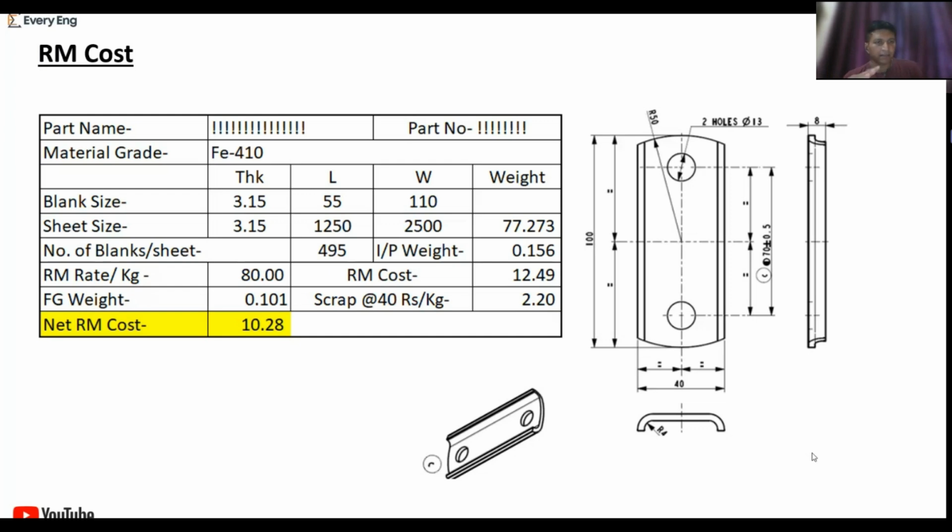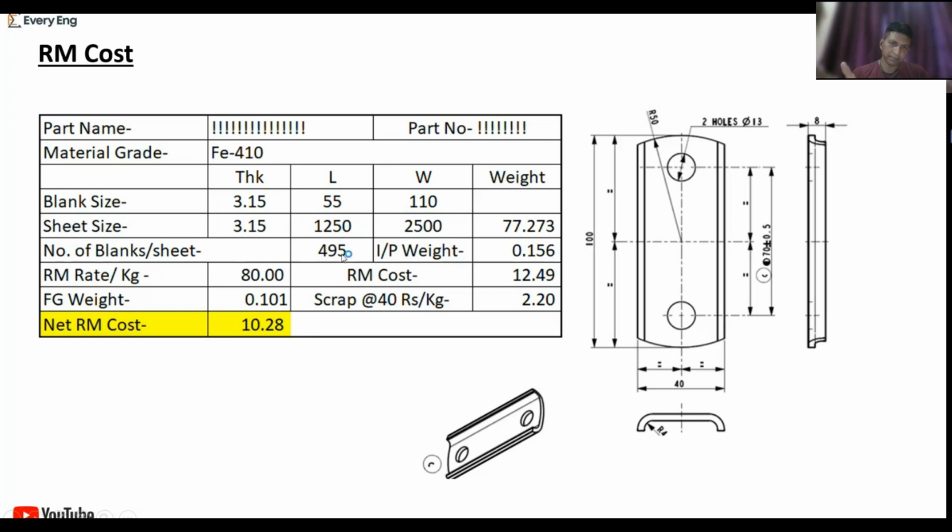So now we have the blank size of 55 and 110, and in the market the standard size of sheet is 1250 and 2500. So when we purchase, the size is 3.15, 1250 and 2500. So this sheet weight will be 77 kg, and our blank size is 55 by 110 and sheet size is 1250 and 2500. So the number of components we produce from the same sheet is 495. This is a very simple formula.